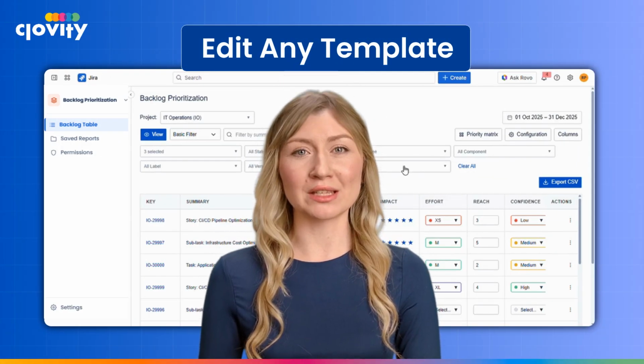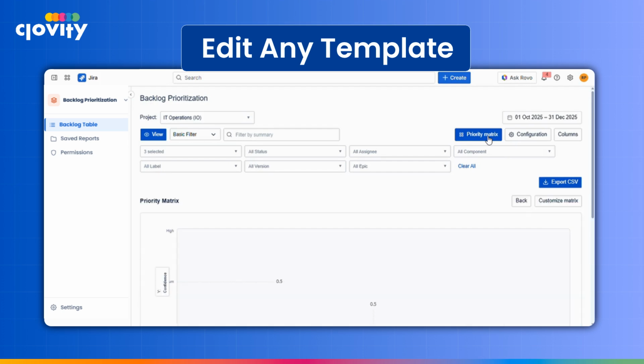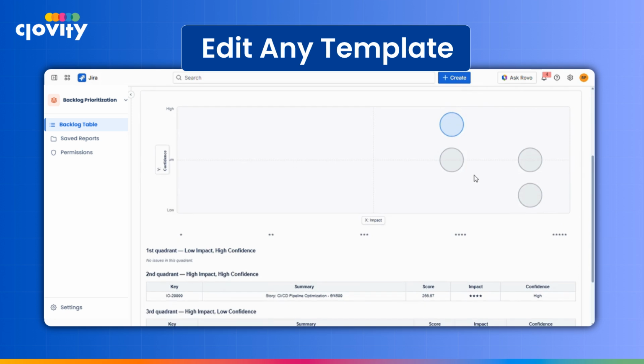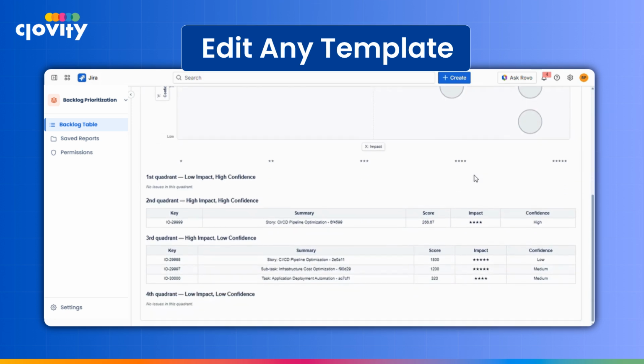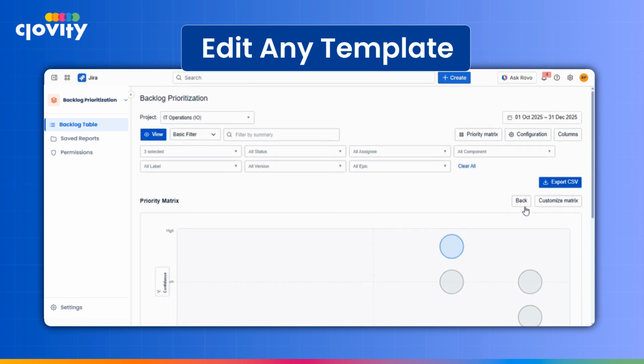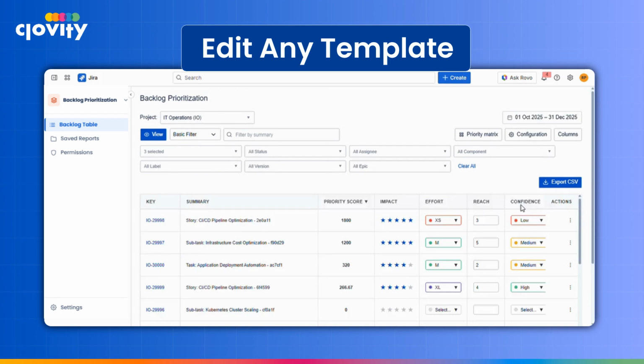The priority matrix plots your issues on a 2-axis scatter chart. Pick which metrics go on each axis. High impact, low effort items land in the top left, your quick wins. It's the fastest way to make trade-off decisions in a sprint planning meeting.